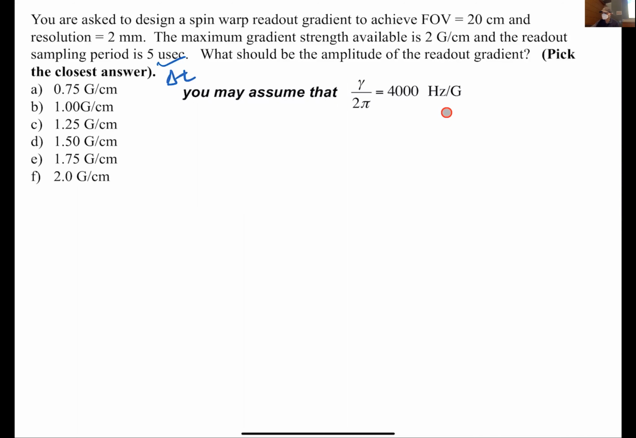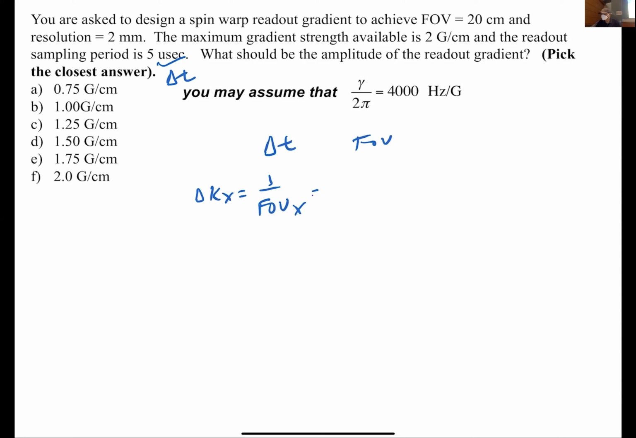So you're given delta t, so that's really important. And you're also given FOV. And we saw from the example that from those two alone you can figure out the gradient amplitude. So this is one of those problems where there's a lot of information thrown at you, but not all of it's necessary to solve the problem. Okay, so we know that delta kx is just equal to 1 over the field of view of x.